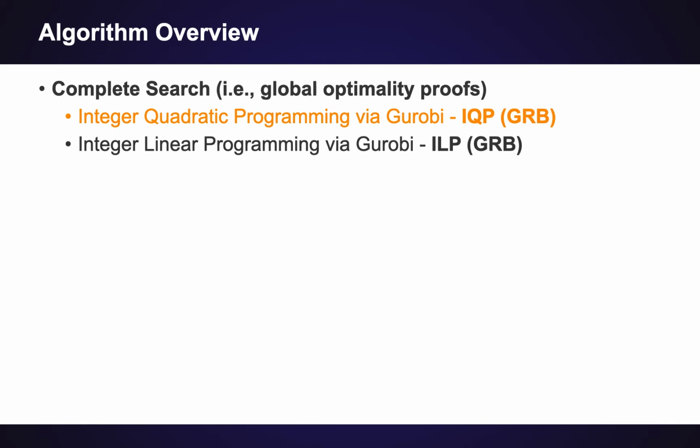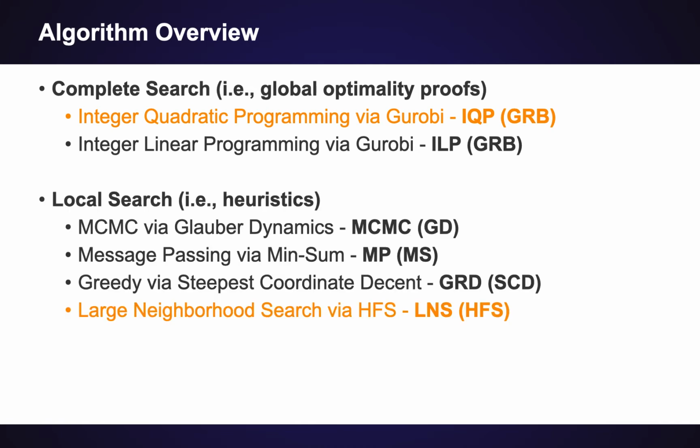The first category are complete search algorithms. These algorithms provide global optimality proofs, so if you run them long enough, you'll get a certificate that you have the correct solution to the problem. We consider 2 options, integer quadratic programming and integer linear programming, both of which are implemented by a commercial software called Gurobi. I would consider integer quadratic programming state-of-the-art for some classes of problems that are being used for benchmarking D-Wave.